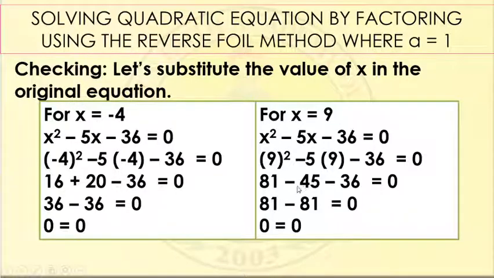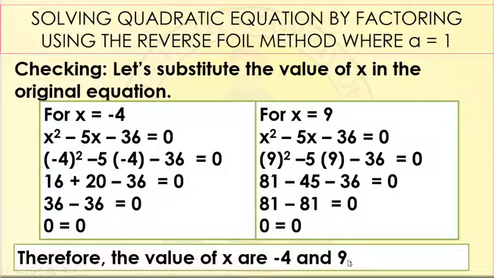81 minus 45, so ito negative 45 or minus 45. So since pareho sila ng sign, so ipag-add mo yan, and then kokopyahin mo lang yung sign ng mataas na number. Okay, from minus 45 to minus 36, so pareho sila ng sign, ipag-add mo yan, ang makukuha mo ay 81, and then kokopyahin mo lang yung sign ng mataas na number. Okay, so 81 minus 81, the answer is 0. So 0 equals to 0. Therefore, tama ulit yung sagot natin na value ng x na equals to 9. Okay? So ang value ng x natin dito ay negative 4 and positive 9. Ibig sabihin, yan yung solution natin sa ating equation.